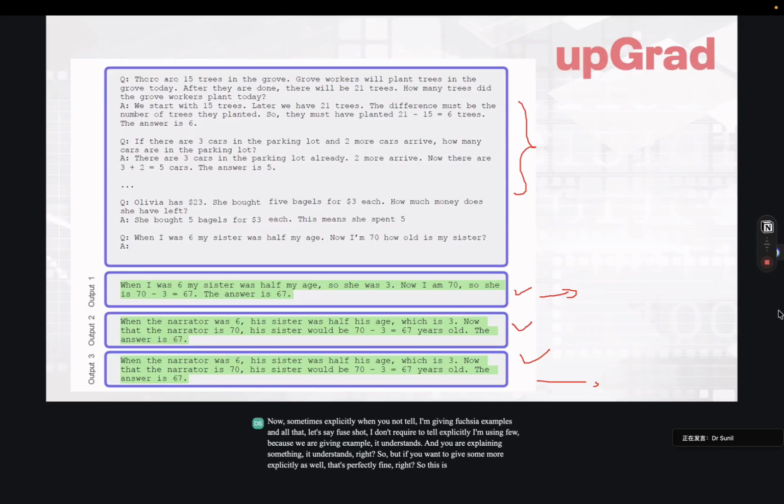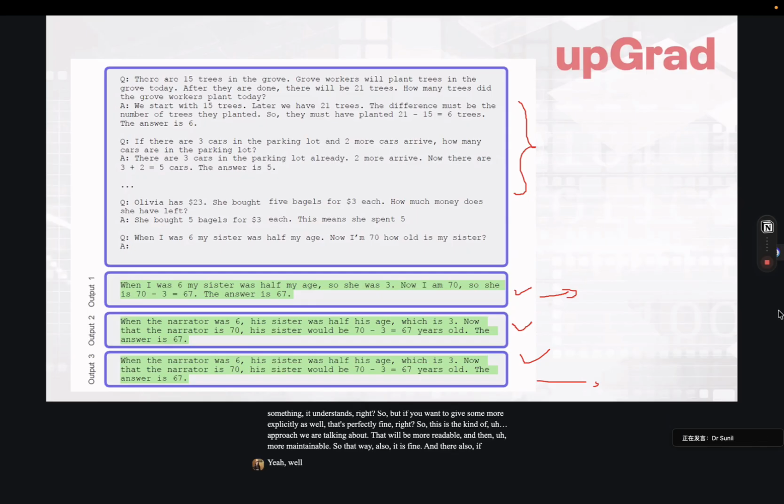So this is the kind of approach we are talking about. That will be more readable and more maintainable. So that way also it is fine. And there also, we can give comments within the prompt, in a .md file kind of thing, right? So you can have some comments so that it is maintainable later on.